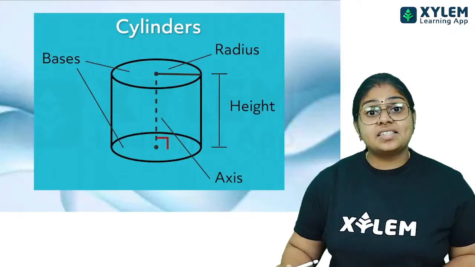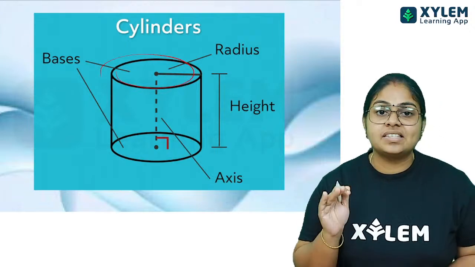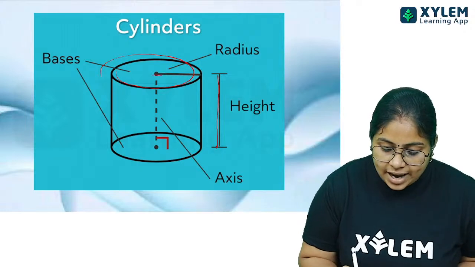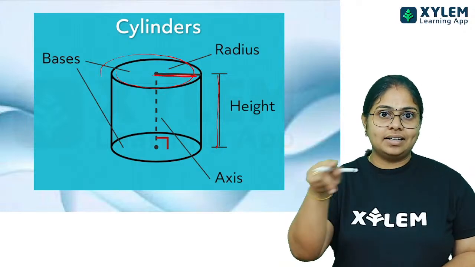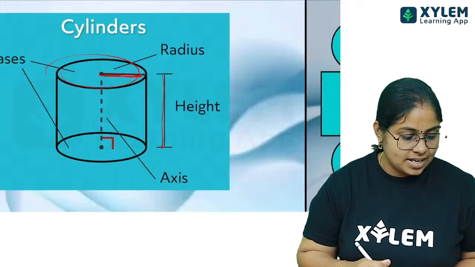So this is clear. Now next one, cylinder. Okay, cylinder, you can see that this is the base. Base means a circle, and here this is the height of the cylinder, and this is the radius. Circle means radius will be there. So it's radius, and this is a cylinder.